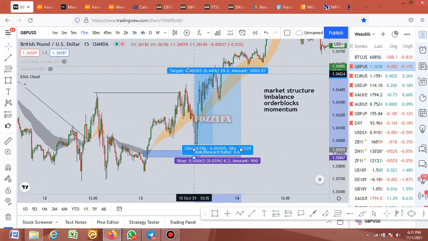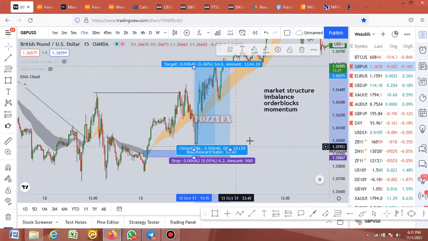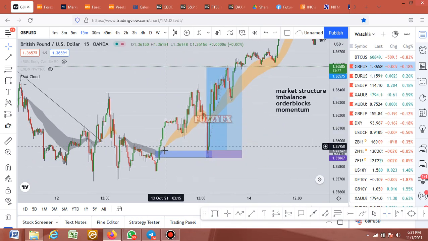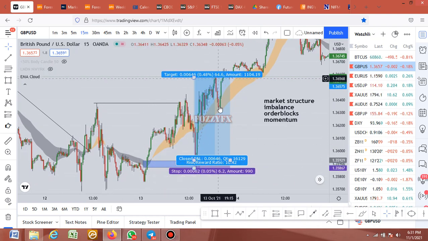It shows you specifically what you should be focusing on and where exactly you should be entering, just because of the moving average cross here. So we had the imbalance here, we got in on this trade. This is a 6 pip stop loss. We had a 1 to 10 here. I mean, this is 64 pips.